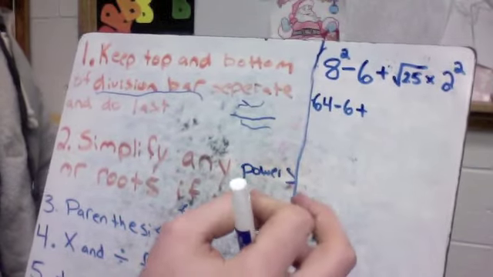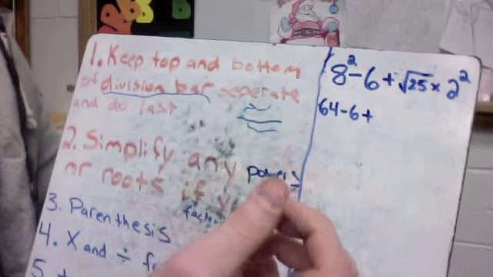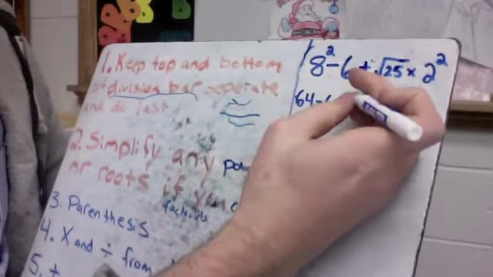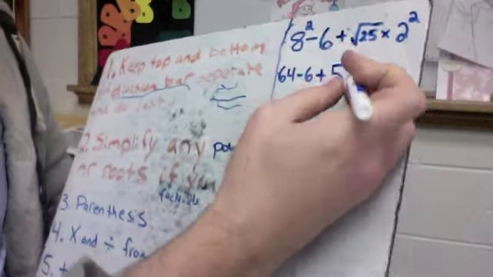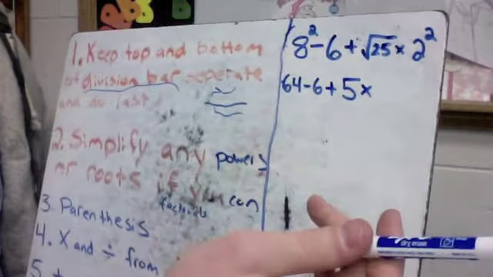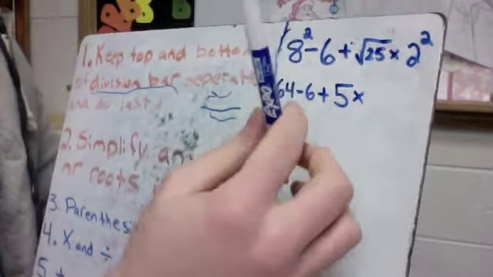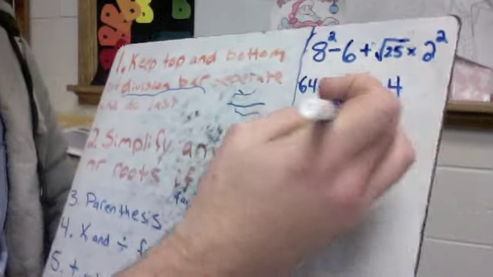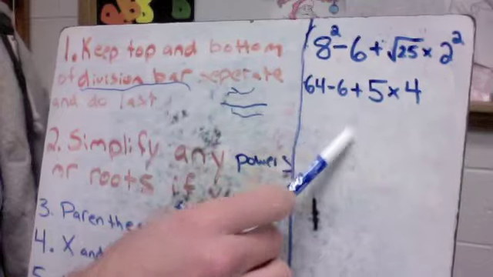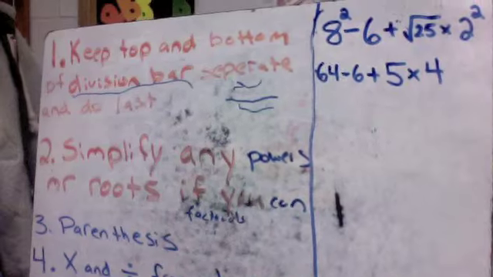is. So we're basically saying what times itself equals 25. 5 times 5 is 25, so the square root of 25 is 5. Now multiply that by 2 to the second power. What is 2 to the second power? 2 to the second power is 2 times itself, which would be 2 times 2, and that would be 4. Okay. Now we've got all the simplifications worked out. Now we just have regular old numbers and we can move on.